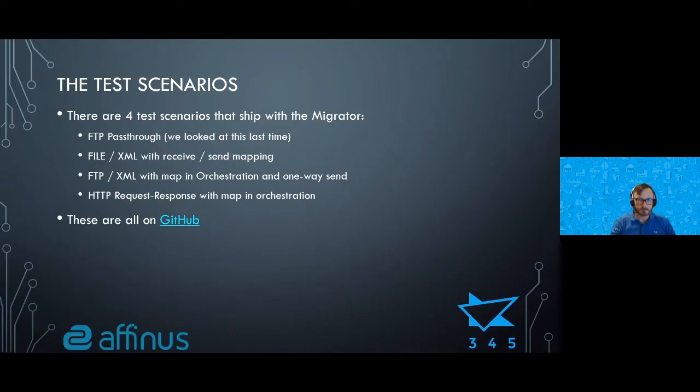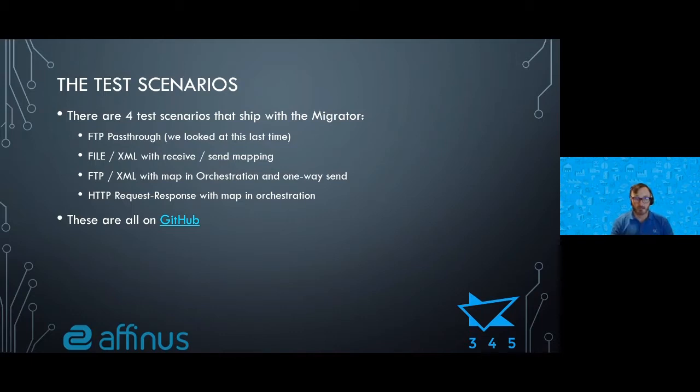So if we look at some of the scenarios that are shipped, the one we had a brief look at last time was FTP pass-through, which was simply receive a file from FTP, pass-through pipeline, publish to the message box, send port subscribes to that, pass-through send pipeline, and send out via FTP. But that's just the core of pure messaging without anything else.